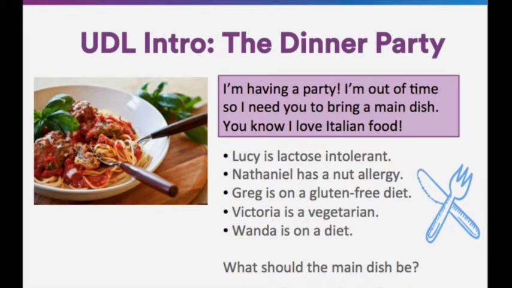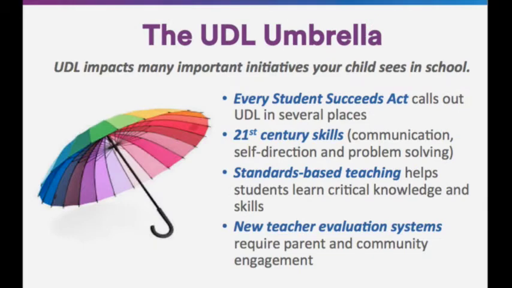So that is a very quick introduction to UDL and how it's kind of like having a dinner party. And as you learn more about it, you're going to realize that this idea of proactive planning really fits in with a number of other important education initiatives that are happening right now in your child's school. So first of all, there's new federal legislation that outlines how schools and districts need to run in order to receive funding support from the federal government.